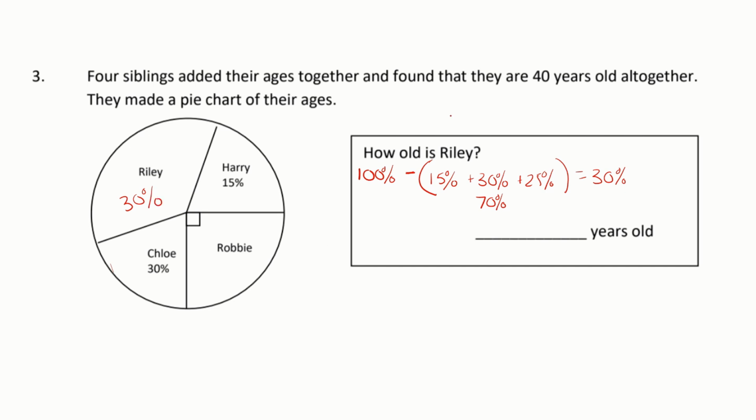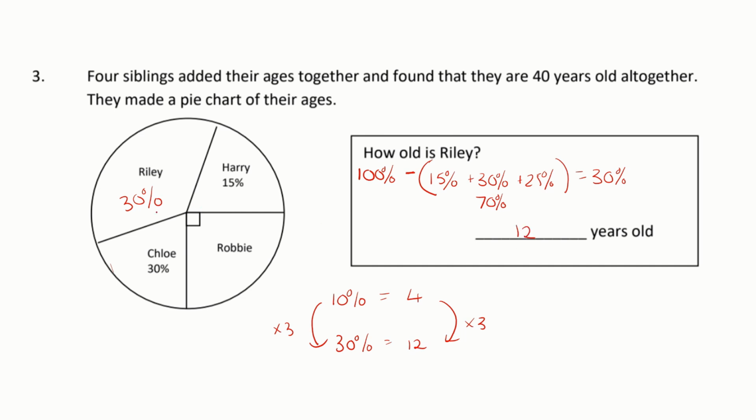So 30% of 40, well, what's 10% of 40? You know that 10% is 4. We're looking for 30%. What do you do to 10% to get to 30%? You times it by 3, and then you just do that on the other side to the 4. 4 times 3 is 12. So Riley is 12 years old.